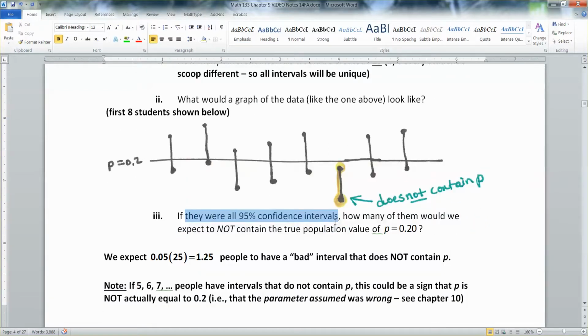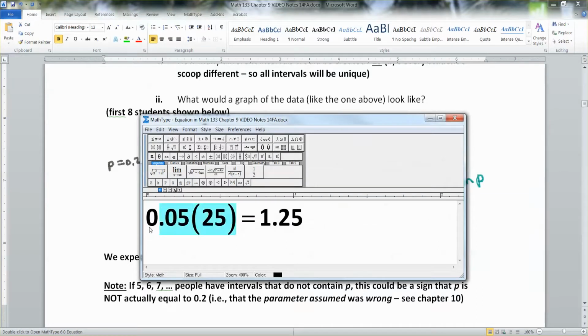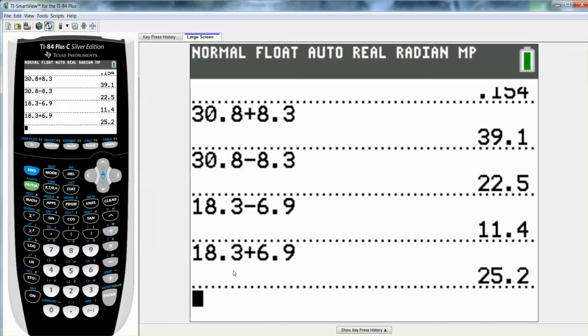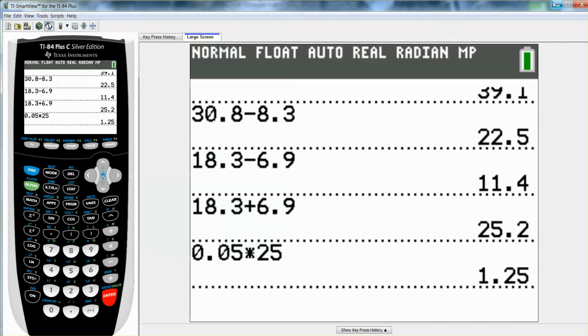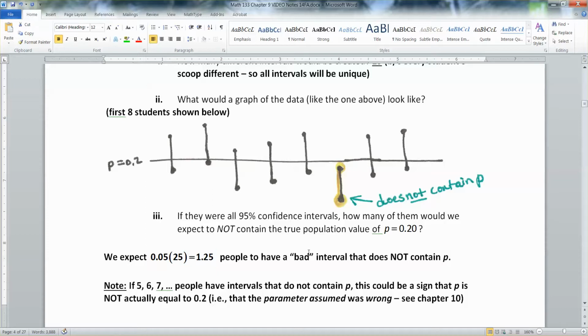Well, if you have a 95% confidence interval, you expect 0.05, which is 5% of those 25 intervals to not contain it. So 0.05 times 25 would be 1.25. So I expect 1.25 intervals to be bad, 1.25 people to have bad intervals that do not contain p. Now, if I had 2 of them, fine. But if I get 4, 5, 6 people that don't contain p, that's a sign that something else is going on. So we expect about 1 or 2 people, maybe 2. But if you get 4 people, 5 people, 7 people, 9 people do not contain p, that's a red flag that p is not actually 0.2.